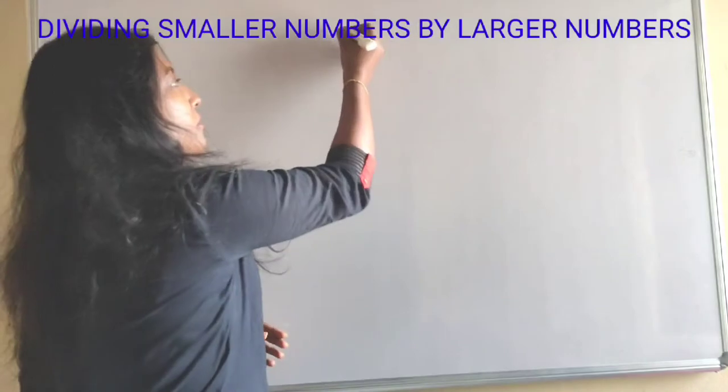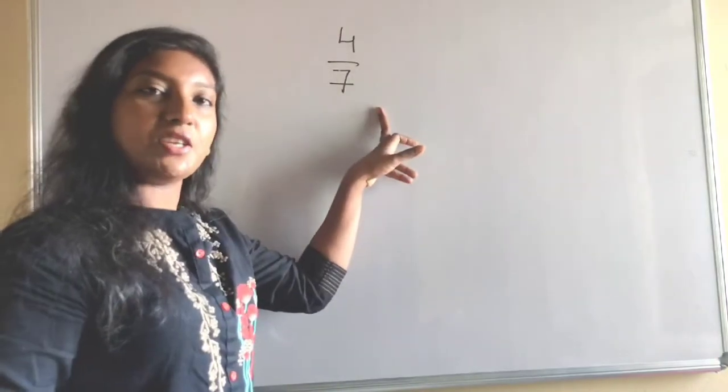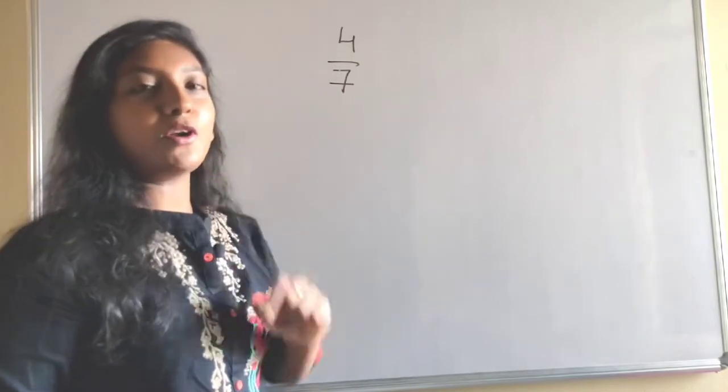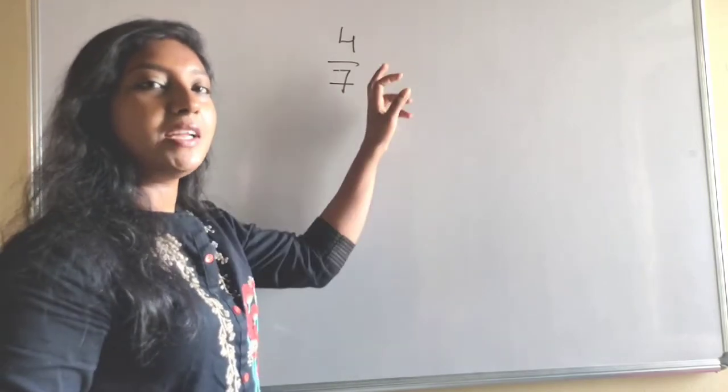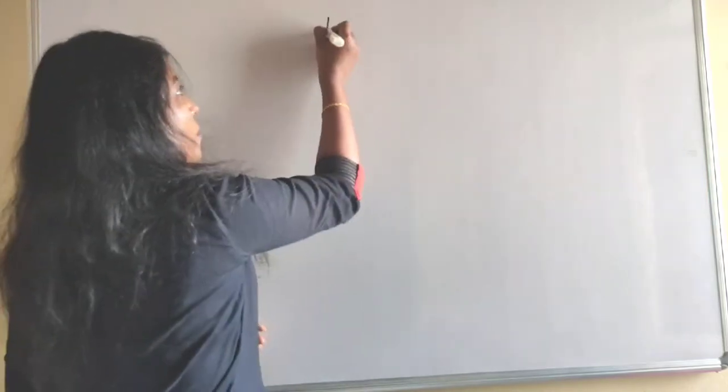Today's session is going to be on the topic dividing smaller numbers by larger numbers. What are those? If we have something like 4 by 7, the numerator is smaller compared to the denominator. In this session, you are going to see how to divide a smaller number by a bigger number. So here I am taking 1 by 7.